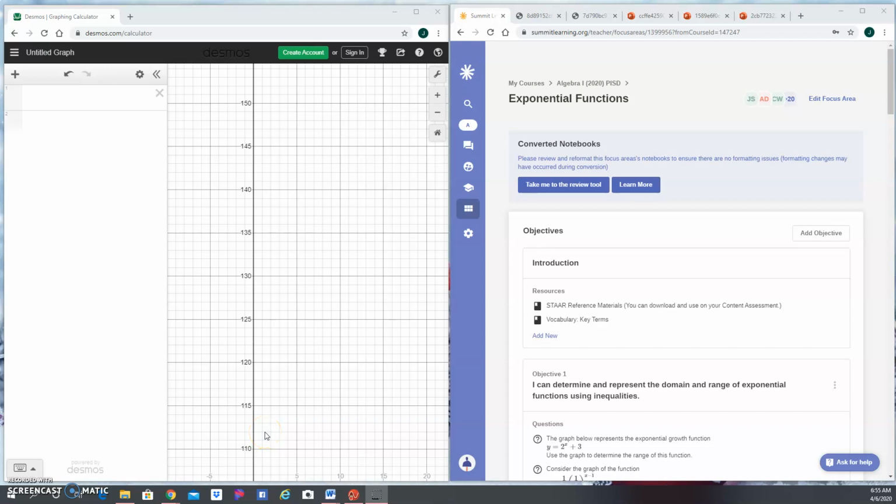Okay, good morning everyone. Our workshop for today is about exponential functions. The first objective is that I can determine and represent the domain and range of exponential functions using inequality. So let us begin with some problems.